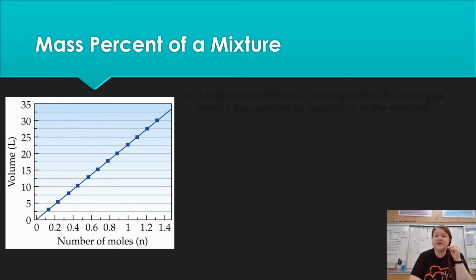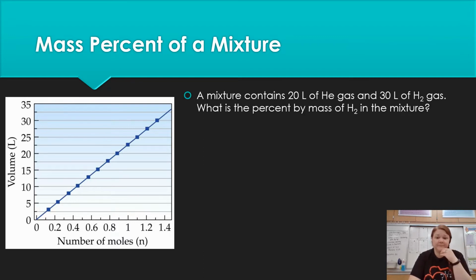All right, let's take a look at another example. This one gives us some information in a graph, and then here is our prompt. A mixture contains 20 liters of helium gas and 30 liters of hydrogen gas. What is the percent by mass of hydrogen in the mixture? We don't have moles, we don't have grams, but we do have this volume in liters, and we have a graph.